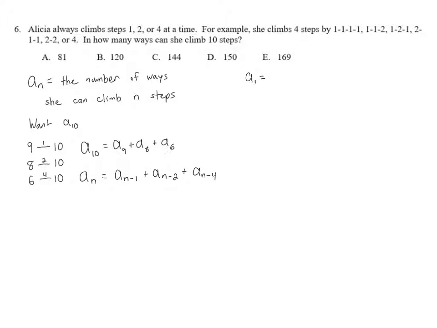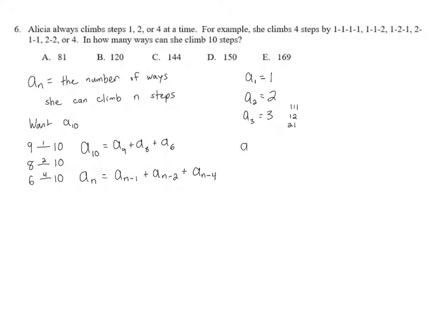A sub 1 is going to be 1, because the only way she can climb 1 step is by going 1 step. A sub 2 is going to be 2. The ways that she can climb 2 steps is going to be 1 step and then another, or she can jump and do both of the 2 steps at the same time. Those are 2 possibilities. A sub 3 is going to be equal to 3. She can either do 1 step at a time, 1, 1, 1. She could do 1 step and then a 2-step jump, or she could do a 2-step jump and then 1 step. That's going to be a sub 3.